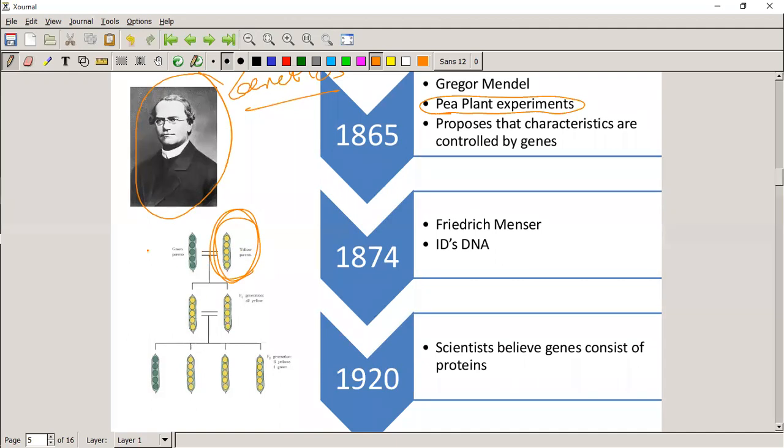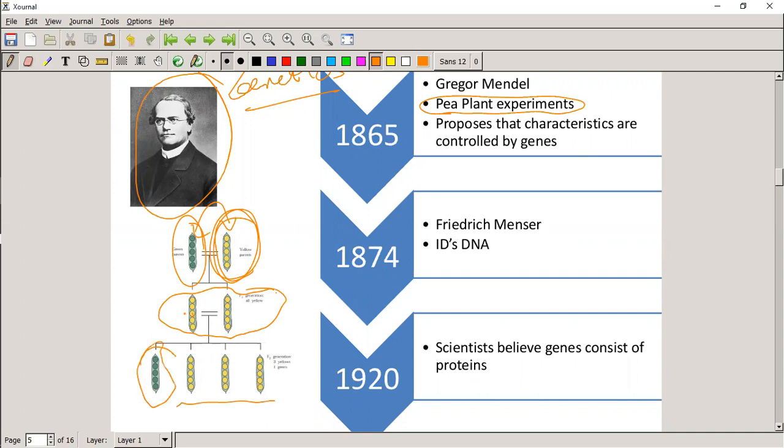And what he did is he crossed the two plants. The one with the green peas, he crossed with the one with the yellow peas. And in the next generation, he saw there's only yellow peas. Then he crossed the yellow pea with the yellow pea, and then he found that there's one with a green pea and three of them with yellow peas.